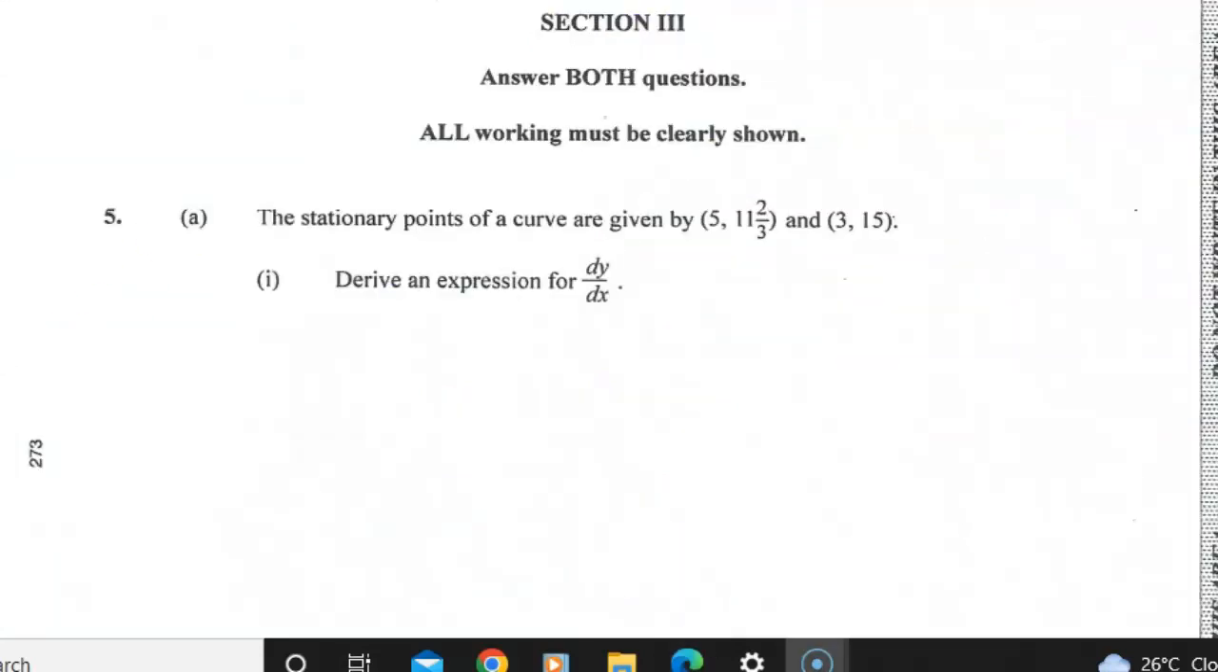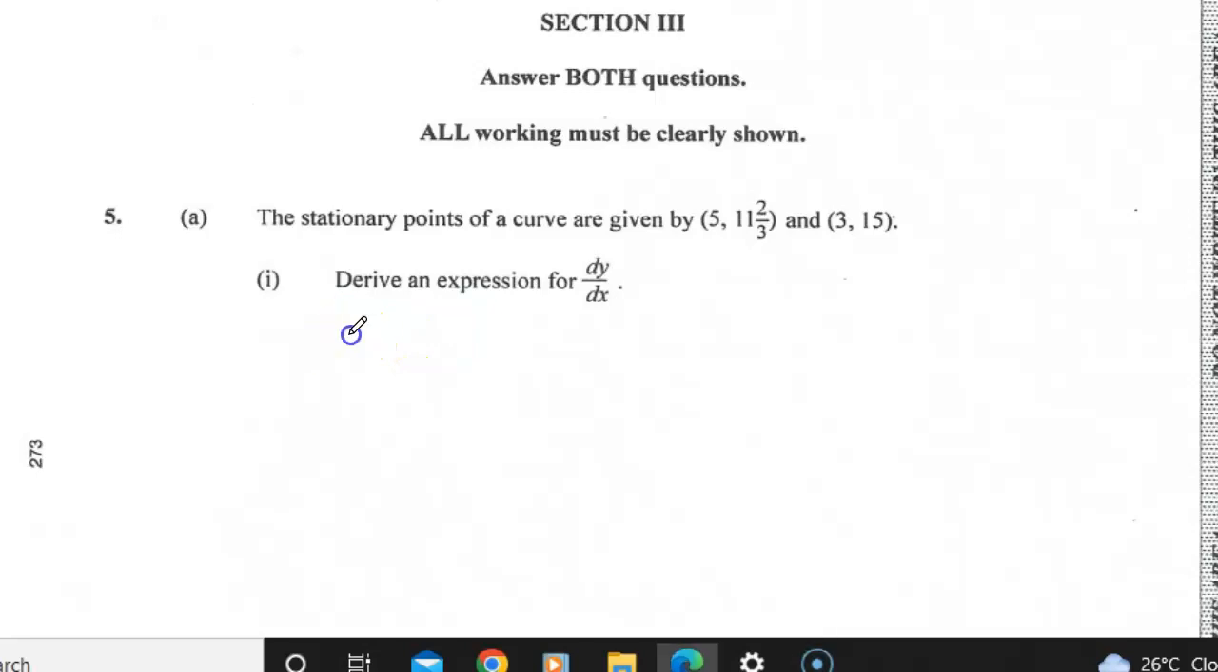Let us move now to question 5. The stationary points of a curve are given as (5, 11 2/3) and (3, 15). Derive an expression for dy by dx, and of course dy by dx would represent the gradient.